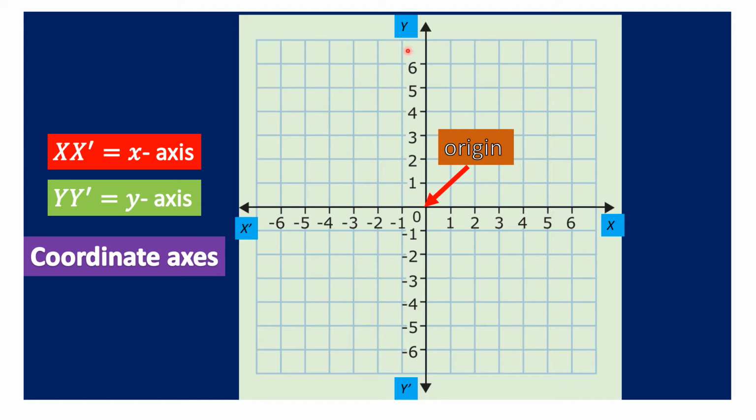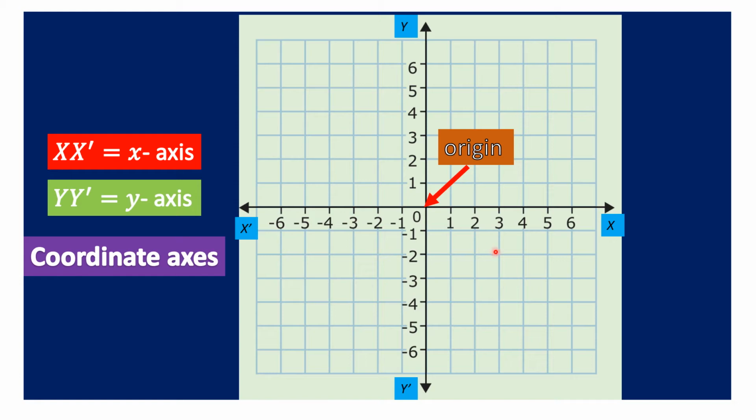Okay. And the y dash line. Can you see this line? This is the y dash line, right? Y dash line. So this is called the y axis. So this is the y axis and this is the x axis. Okay. So in a coordinate system in 2 dimensions, in a plane, this is how we represent the numbers.